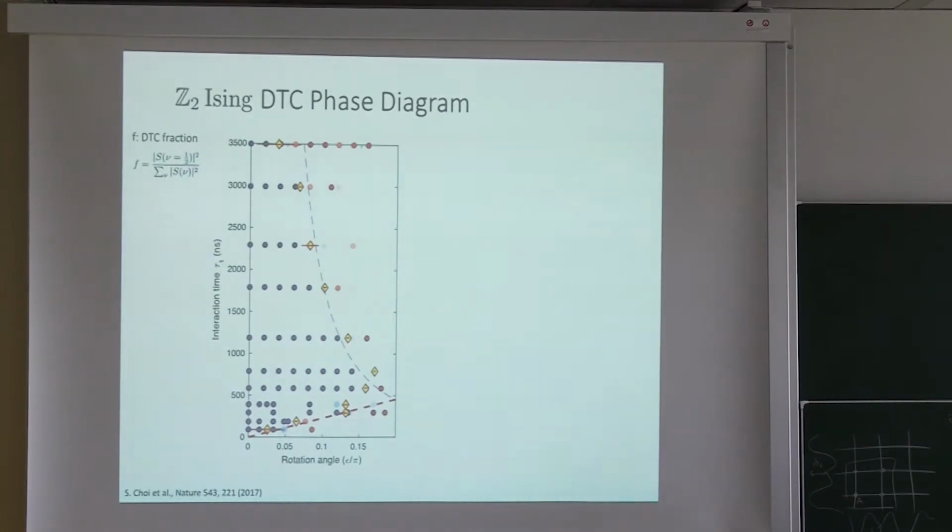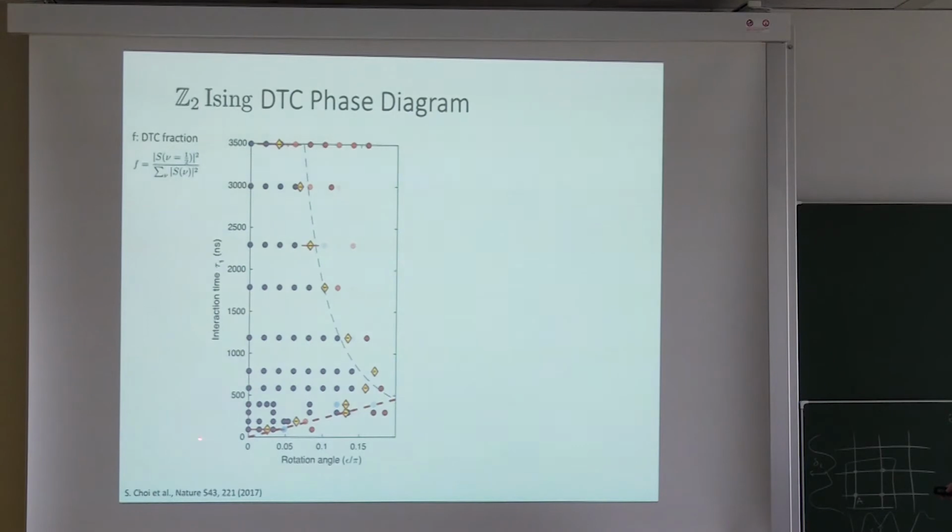So we can then plot the full phase diagram. Here I plot it as a function of rotation angle and interaction time, with the dots indicating the DTC fraction. Blue color is a high DTC fraction, and then it reduces towards the phase boundary, and these yellow diamonds denote this phenomenological phase boundary.